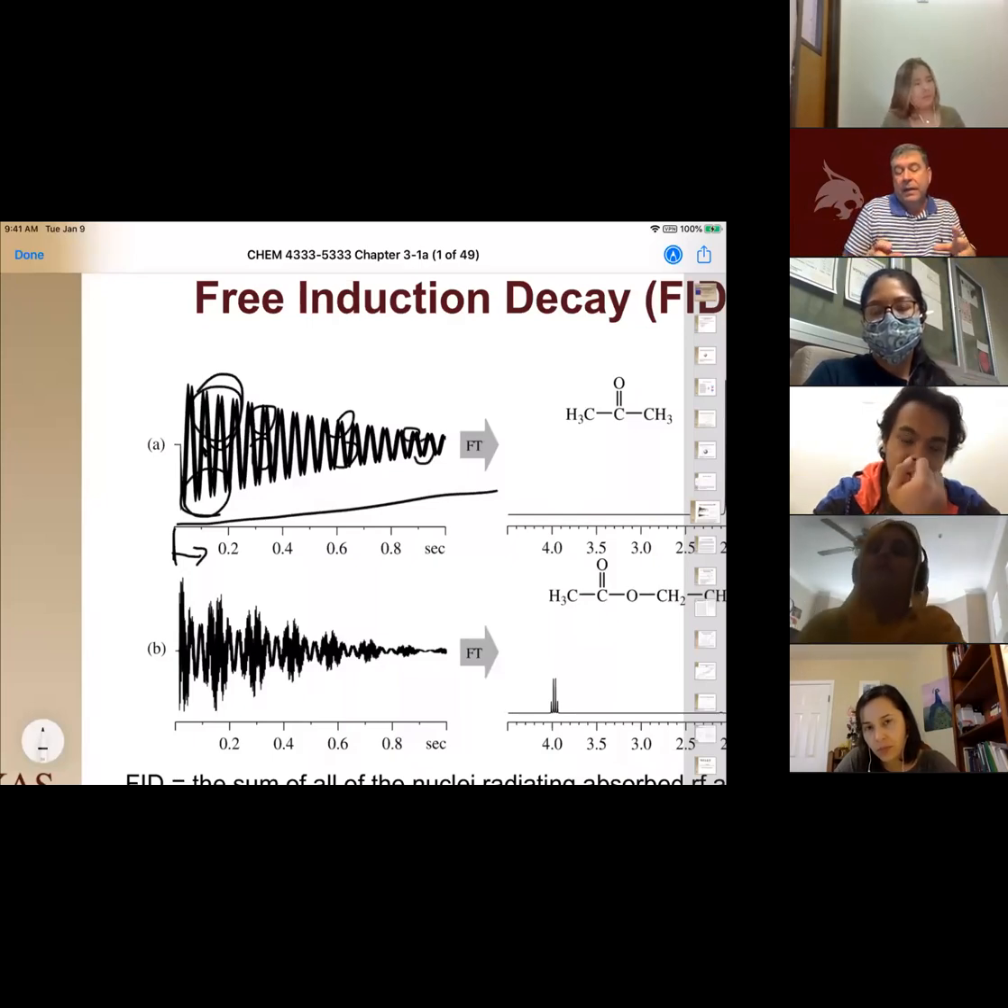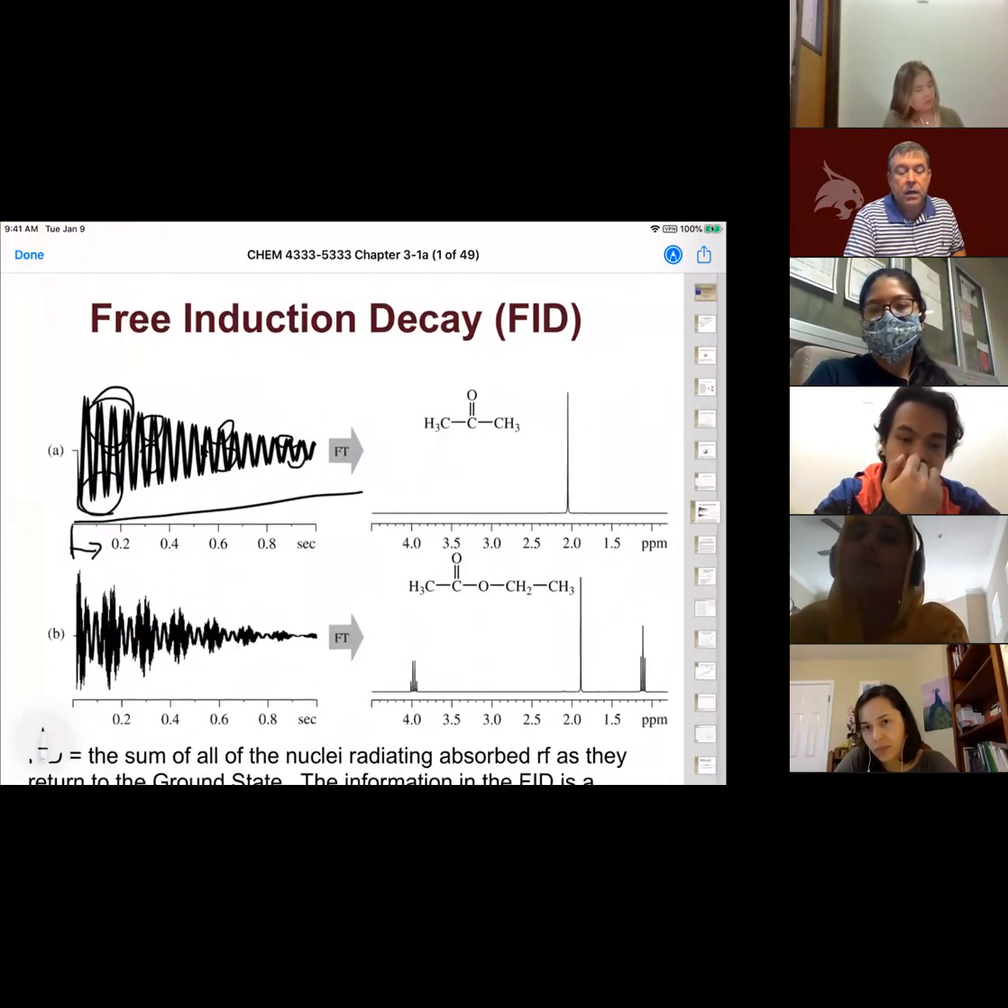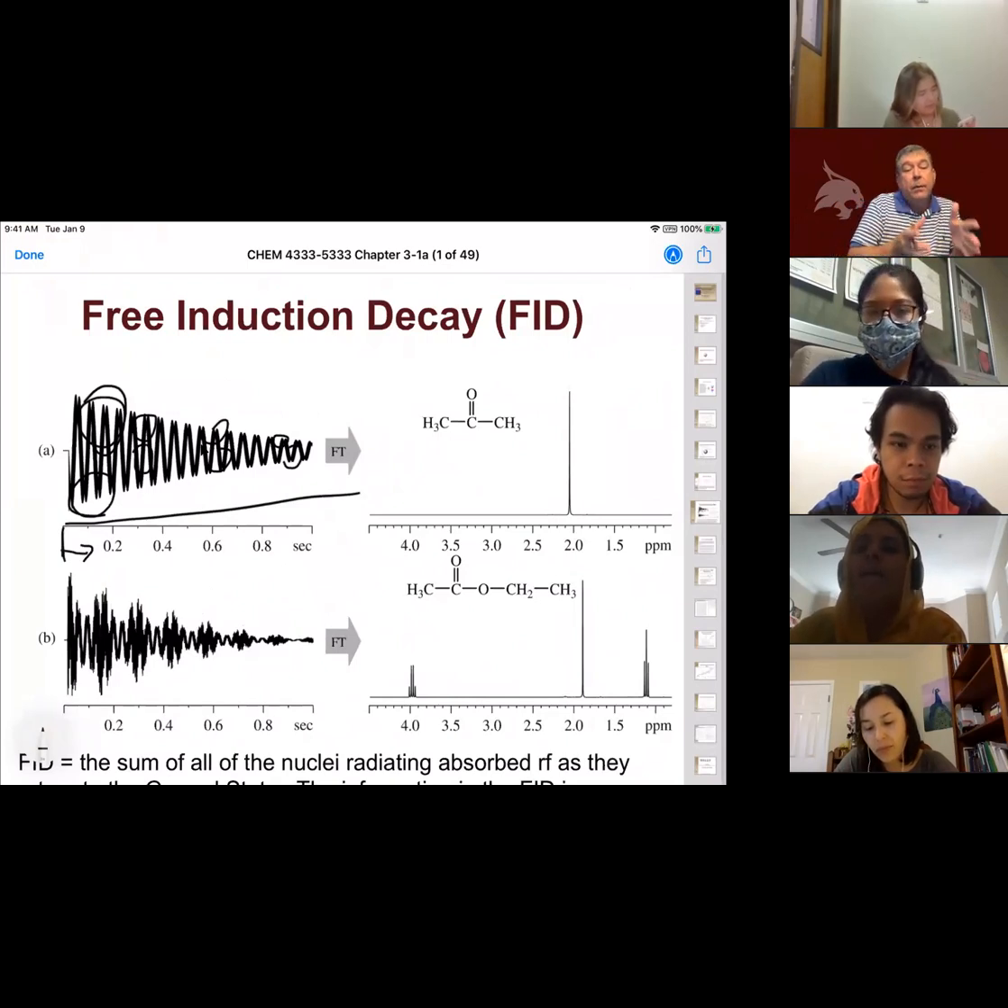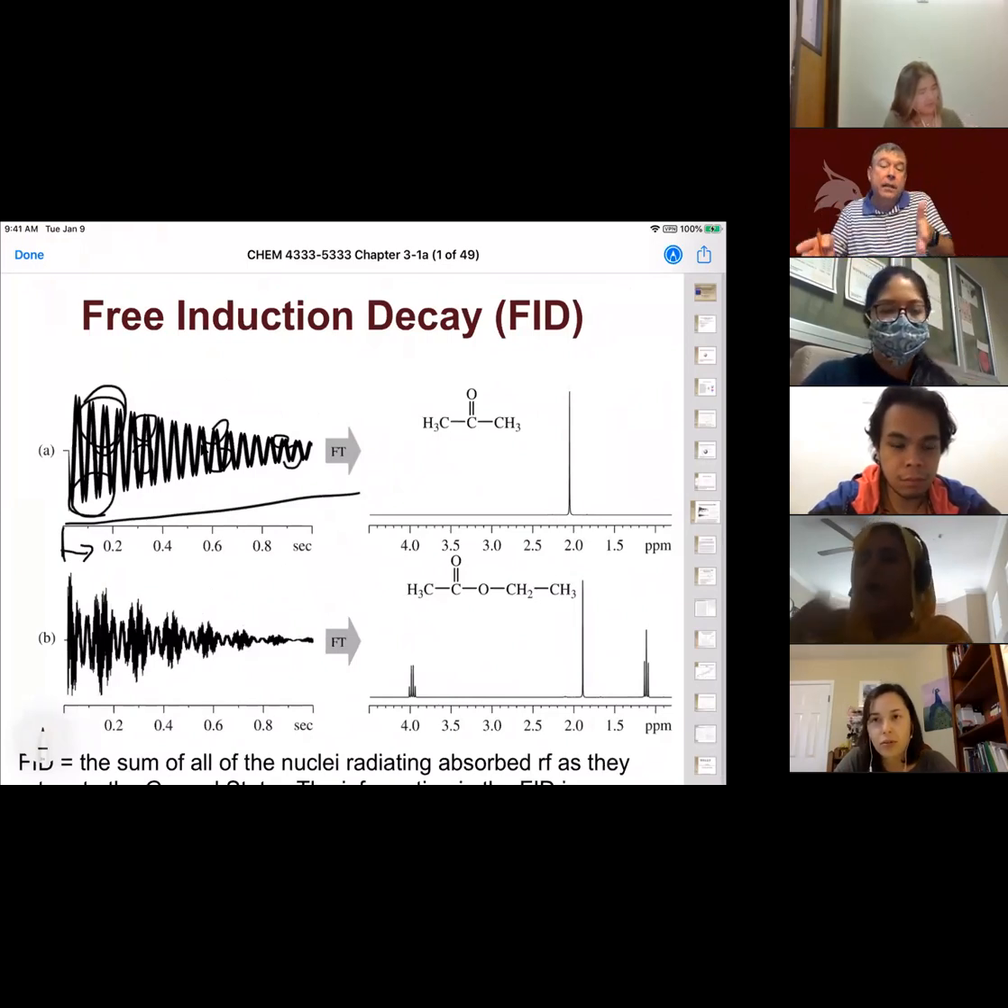However, we can't really read this spectrum here and see what it is. So what we do is a mathematical derivation called the Fourier transform. And what that does is it takes our frequency domain and turns it into a physical domain.